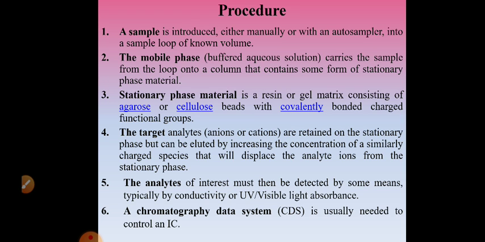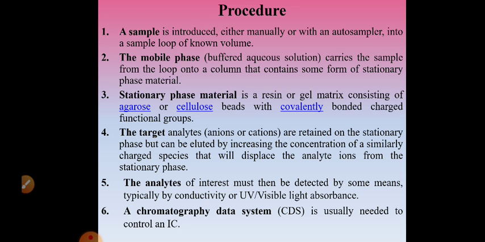So loading the sample on the stationary phase material, allowing the mobile phase to percolate through the stationary phase, then your sample molecules get exchanged with the ion exchange resin, and then separating the target molecule by either increasing the same charged molecules or by adding a buffer having a different pH. And the analytes which are collected can be detected typically by measuring their conductivity or UV visible absorbance, etc.